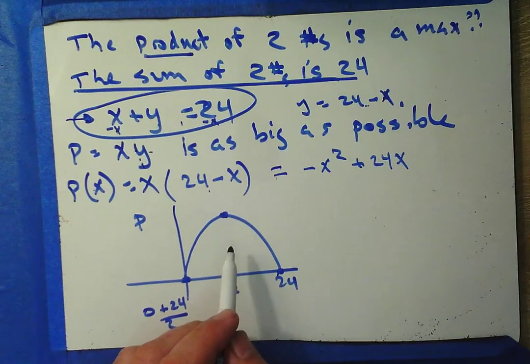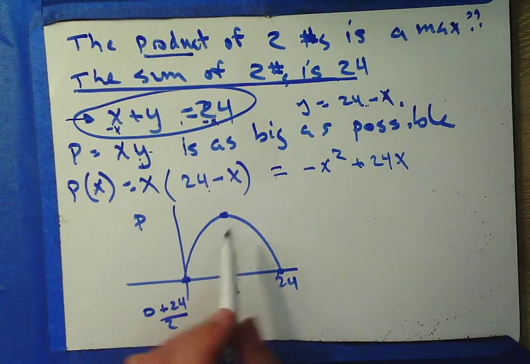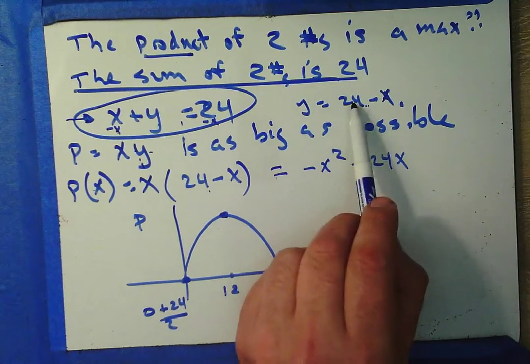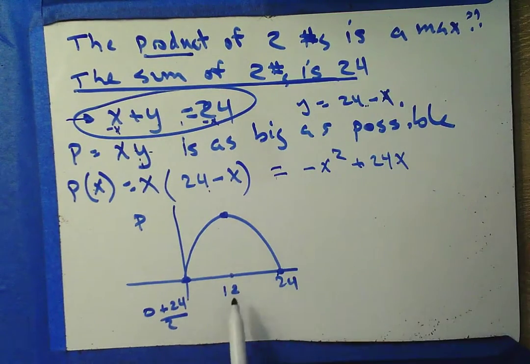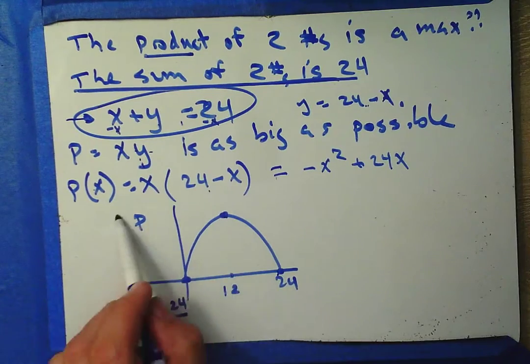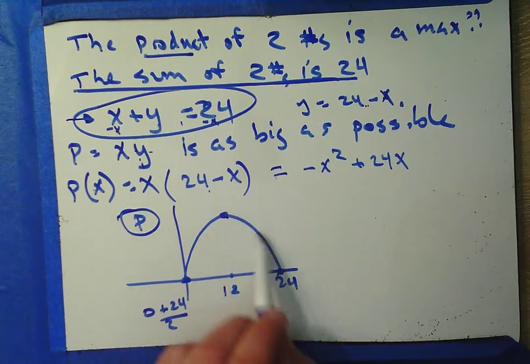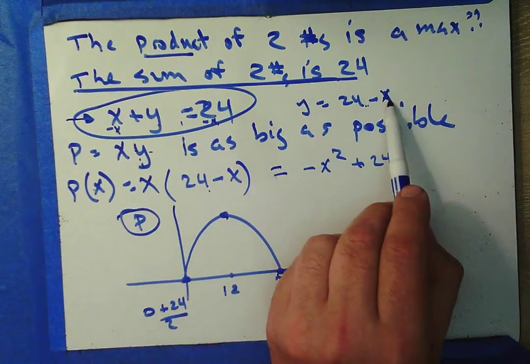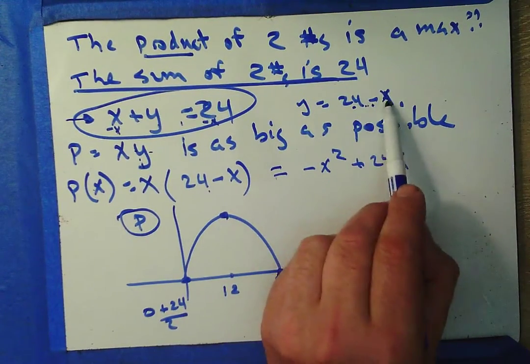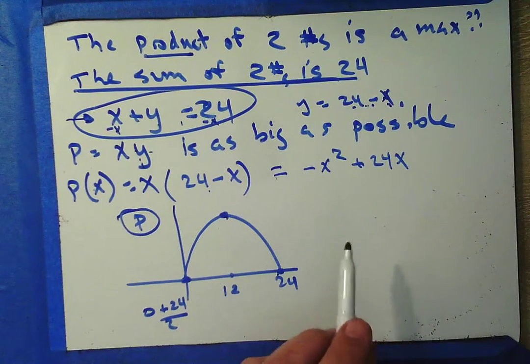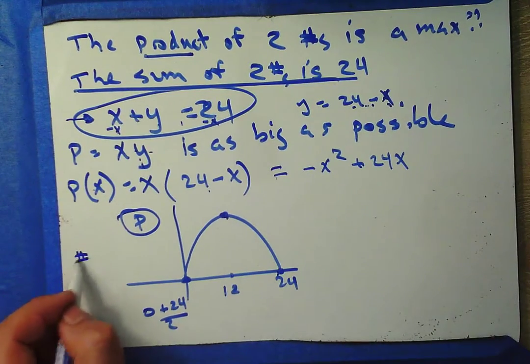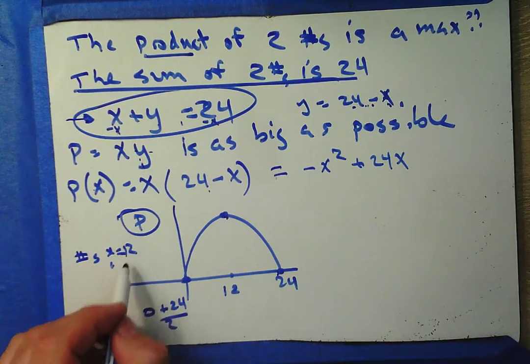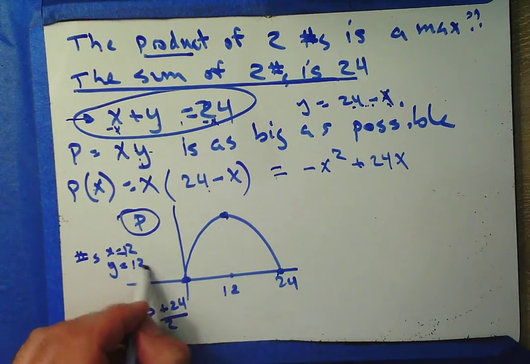So I know x is equal to 12, but what's y equal to? Well, remember over here from our helping equation, y is 24 minus x. If the x that produces the maximum product, the highest product of these 2 numbers, is when x is 12, then I plug a 12 in here. 24 minus 12 is 12. And so I know those numbers must both be x equals 12 and y equals 12.